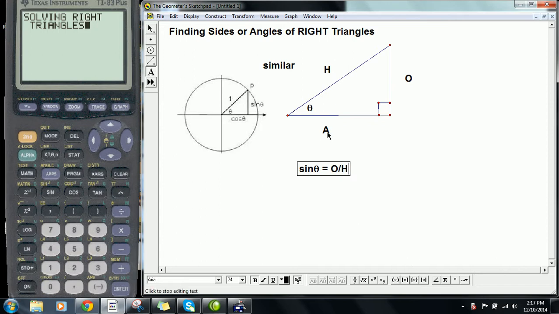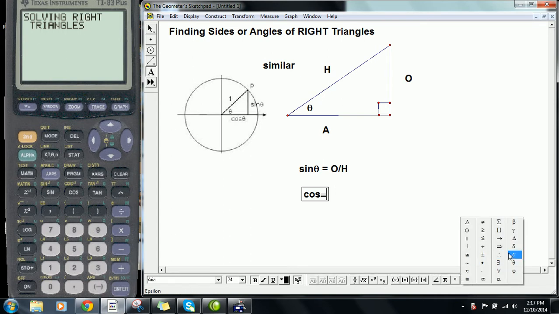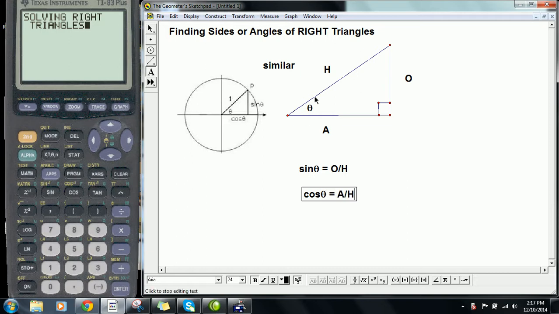In a similar way, I can say the cosine over 1 is equal to the ratio of A over H. Therefore, the cosine of theta equals a ratio of A, adjacent over hypotenuse, relative to this reference angle. Cosine over 1 equals A over H, right?